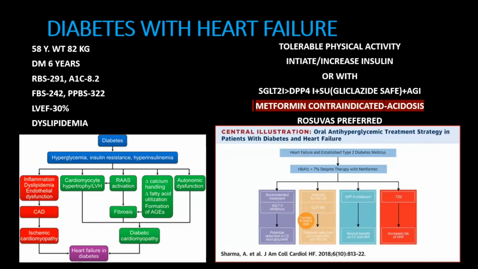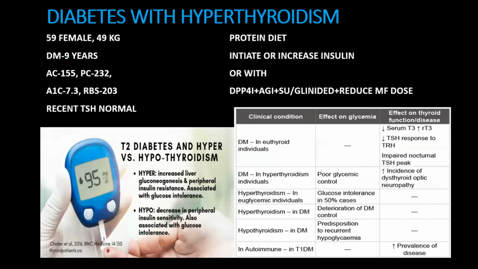Heart failure with established type 2 diabetes and HbA1c more than 7 despite therapy with metformin: we can give SGLT2 inhibitors, with potential reduction in CV mortality and HHF. For high risk ASCVD, GLP-1 receptor agonists, with caution in recent heart failure, potential reduction in CV mortality and ASCVD. DPP4 inhibitors have neutral benefit on CV and HHF, and thiazolidinediones increase the risk of heart failure, so must be avoided.